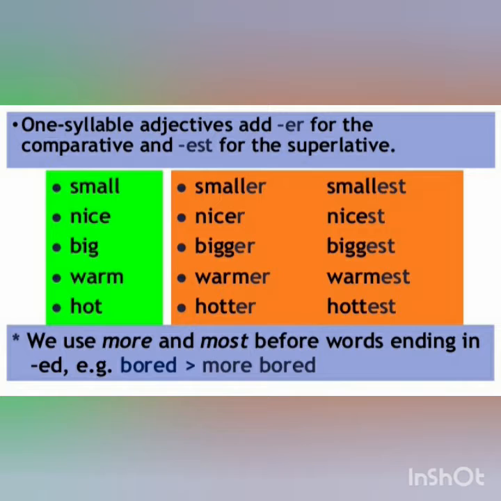Small, кичинекей, кичирээк, абдан кичинекей. Nice, жакшы, жакшыраак, абдан жакшы. Big, чоң, чоңураак, абдан чоң. Warm, жылуу, жылуураак, абдан жылуу.